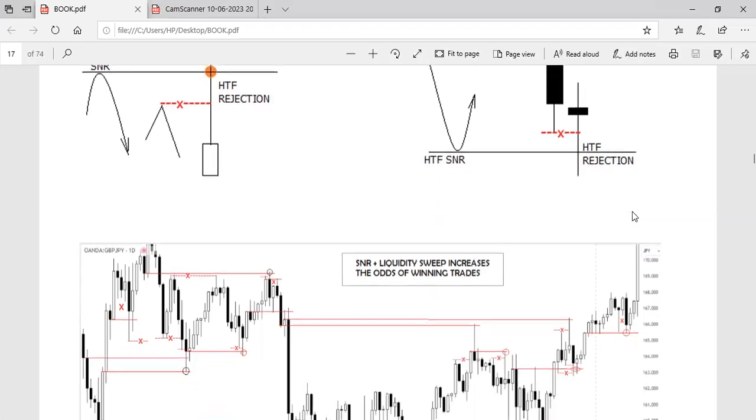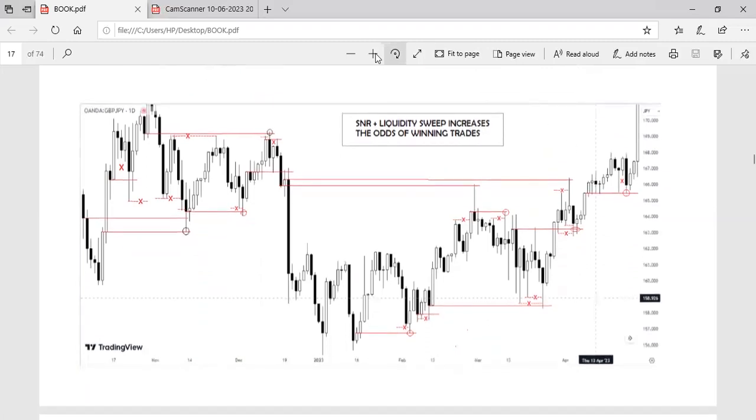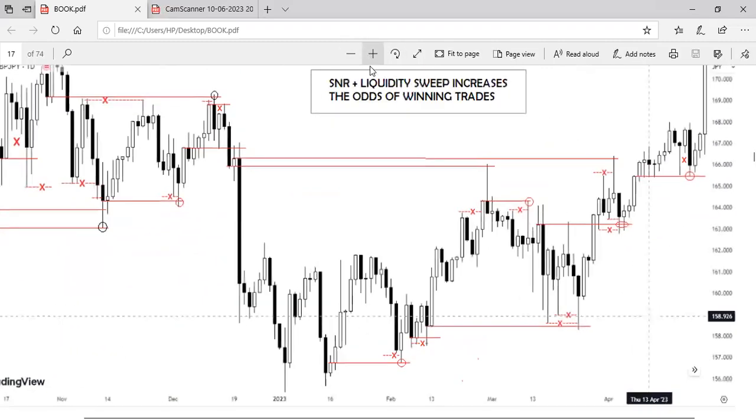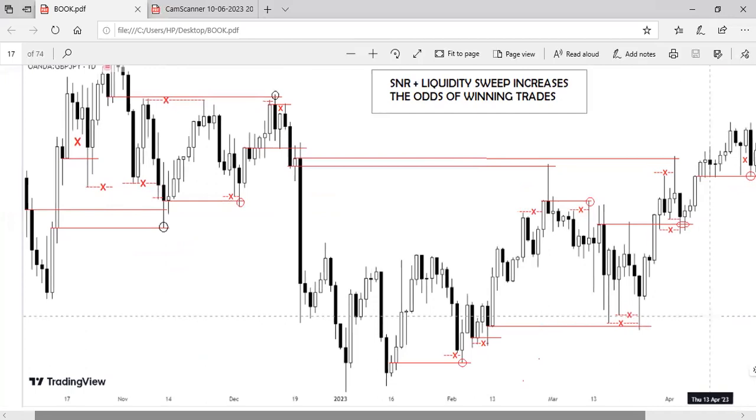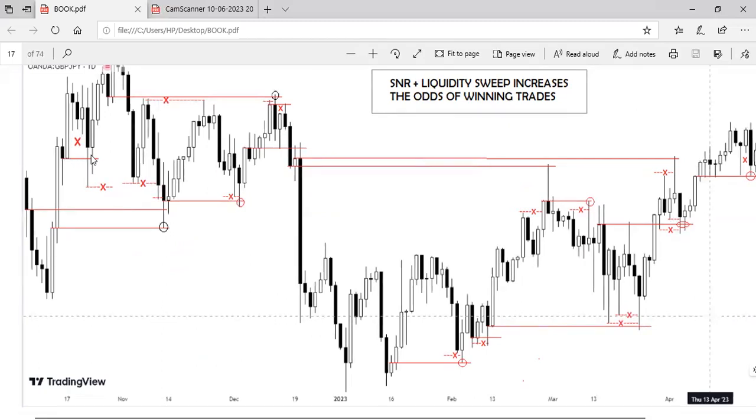Now I'll show you in the chart where we have multiple of these. This thing has proved to be highly predictive. If you use this simple thing with it, it increases the odds of your winning trade. You can see this place, this place, this place. This is an SNR. Price tapped into this place, and you sweep out this liquidity here.